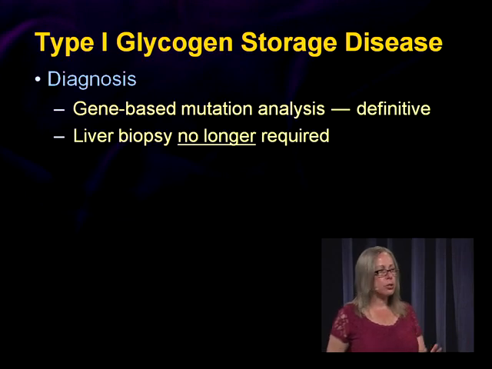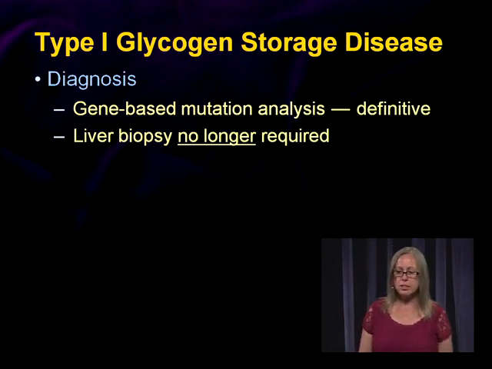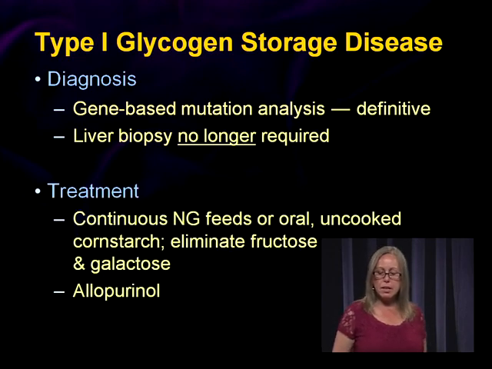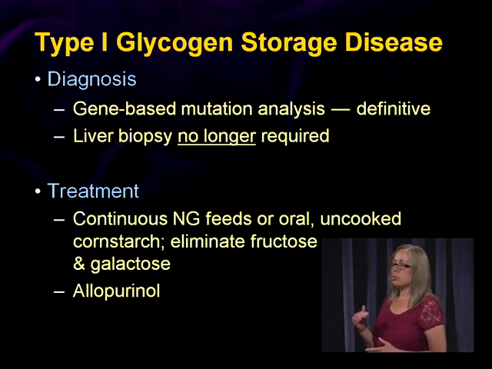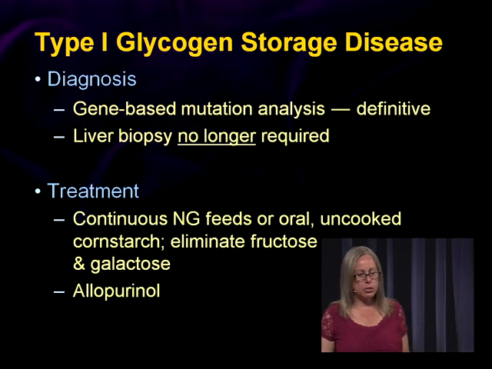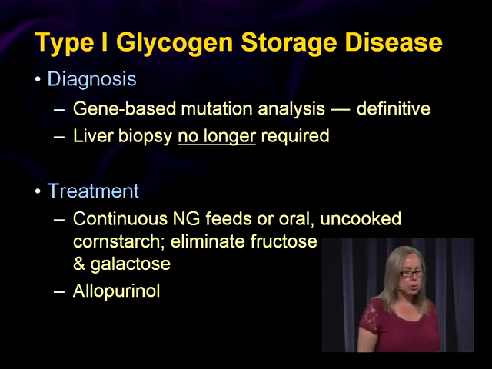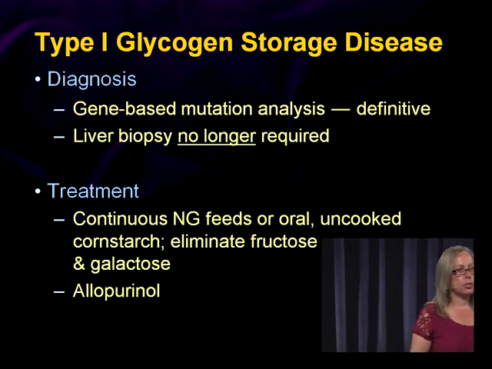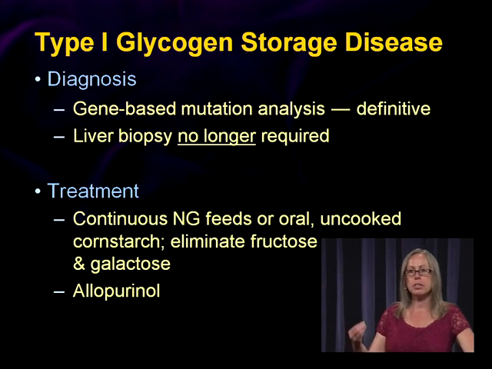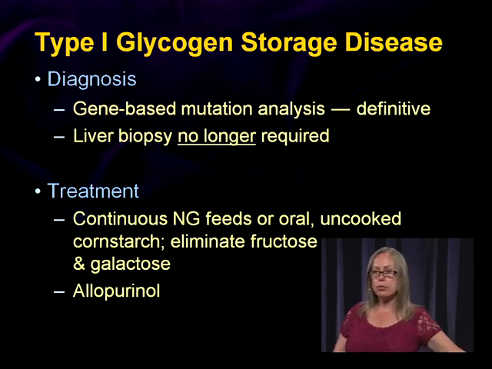So now we can do gene-based mutational analysis that's definitive, and a liver biopsy is no longer required to diagnose GSD. You want to keep these people going with as much slow infusion of a carbohydrate as you can. And so you can either do continuous NG feeds. When the kids get a little bit older, then you can do uncooked cornstarch, and your gut mucosa will begin to break down the starch and have a slow release of glucose over time. Eliminate your fructose and galactose from your diet, and then you can also give allopurinol for the elevated uric acid.